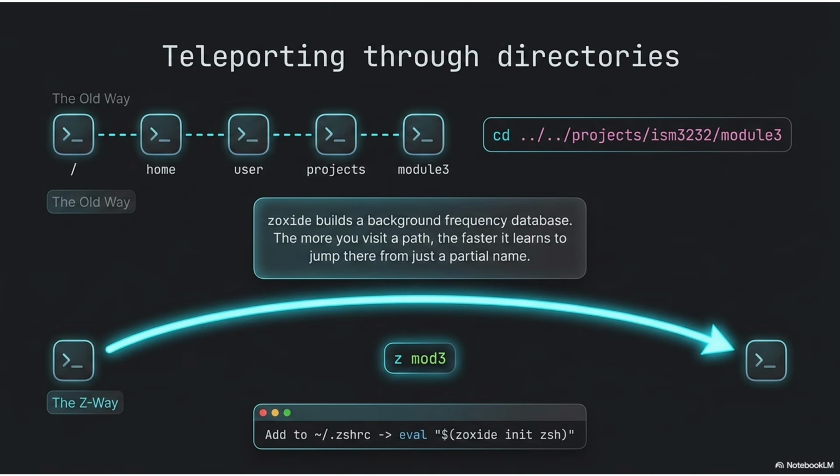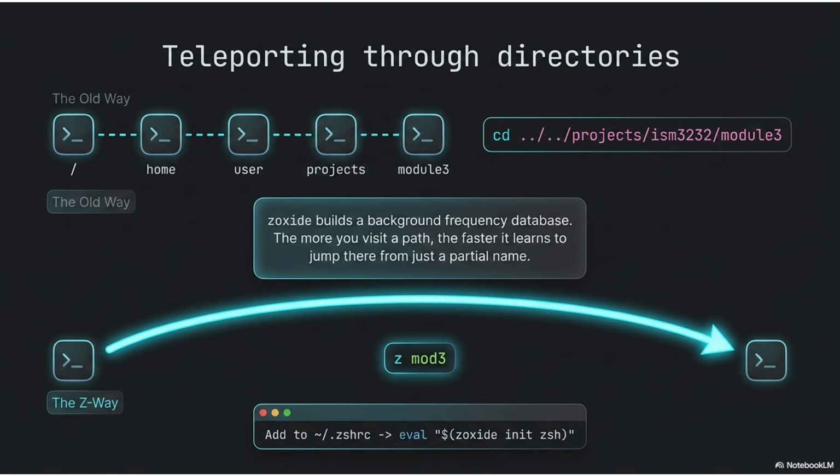This slide introduces zoxide as a teleporter for directory navigation. The old way is shown on top. To reach a deeply nested project, you type the full cd path, with projects, ISM, module 3 at the end. Multiple hops, exact spelling required, easy to make mistakes. The z way collapses all of that into z mod 3. One command, partial name, instant arrival.